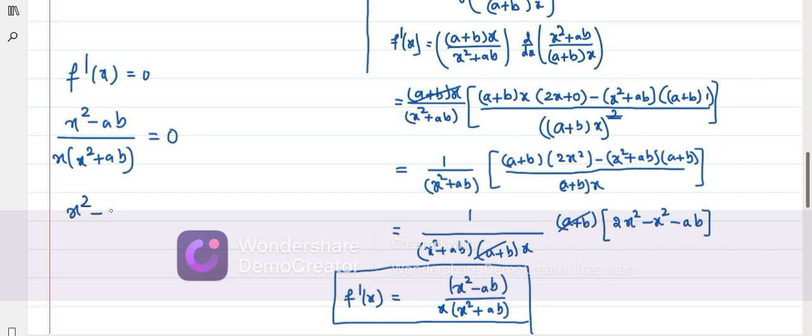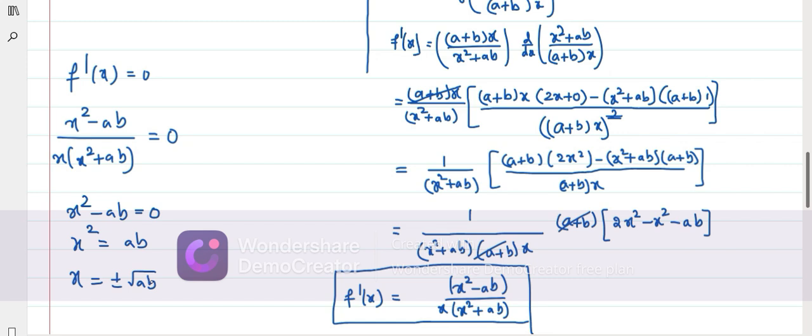So x square minus ab equal to 0. What can you say about x? It is plus or minus root a into b. We have two values here. One is root a into root b, and another one is minus root a into root b. So here we must have root a into root b. Why? Because according to Rolle's theorem, there exists at least one. It is sufficient to have at least one x which satisfies f dash of x equal to 0, and x is in what? The open interval a comma b.